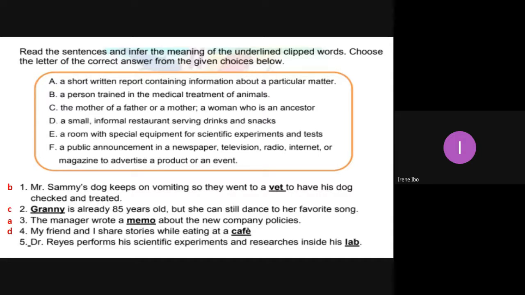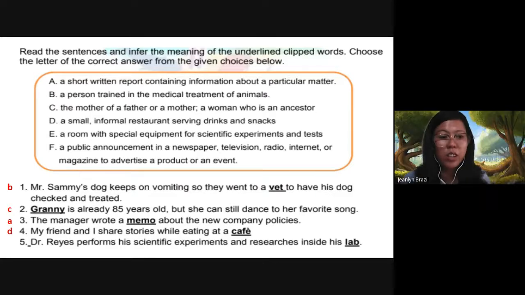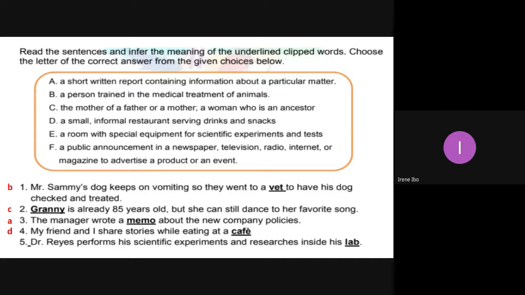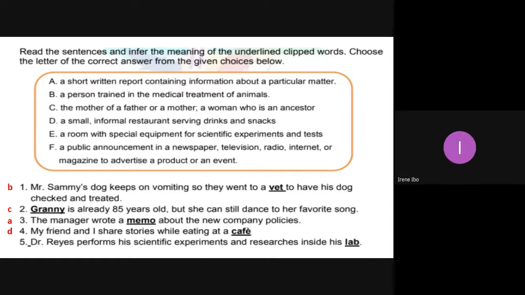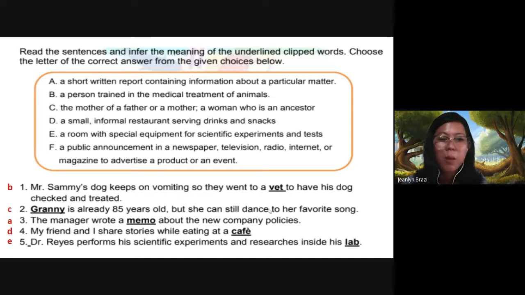Dr. Reyes performs his scientific experiment and researches inside his lab. And what is your answer? The clipped word here is lab. Letter E po. What is letter E? A room with special equipment for scientific experiment and test. Okay, let's see if you are correct. So number five is letter E.